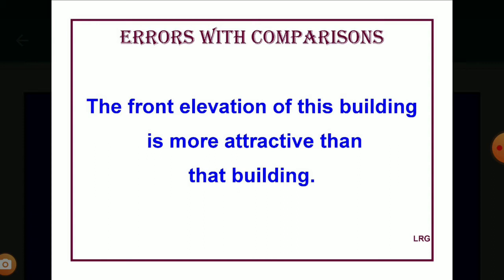How do you rectify? By using the pronoun that of after the conjunction than. That is the usual method. Read this sentence correctly now. The front elevation of this building is more attractive than that of that building. Now you are comparing the elevation of this building with the elevation of that building. That is the correct comparison.